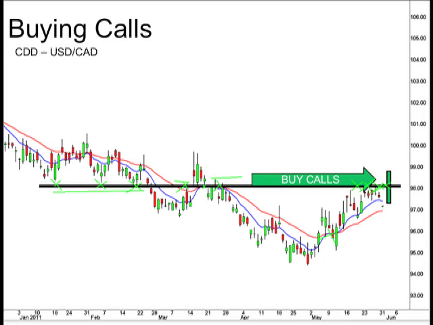Now, the consideration would be that I typically like to buy at-the-money call options when I'm looking at participating in any opportunity, whether it's currencies or equities. And so I might consider buying a 98, a 98.50, or a 99 call option, and then that gives me an at-the-money option contract that I can participate in as the U.S. dollar conceivably continues to strengthen against the Canadian dollar.